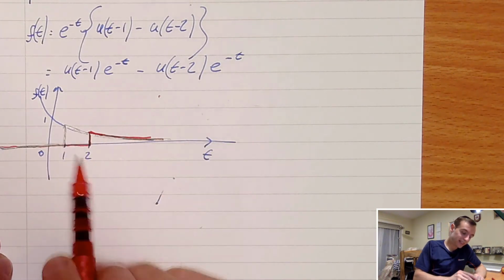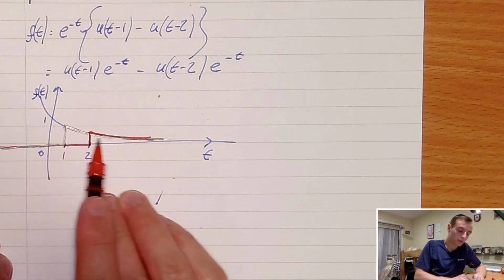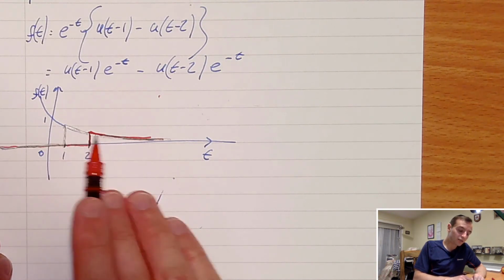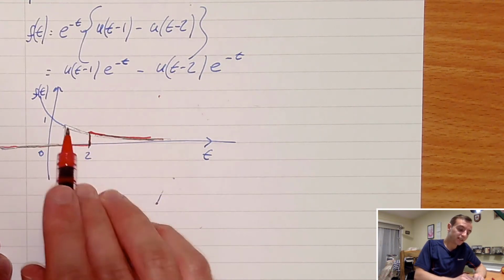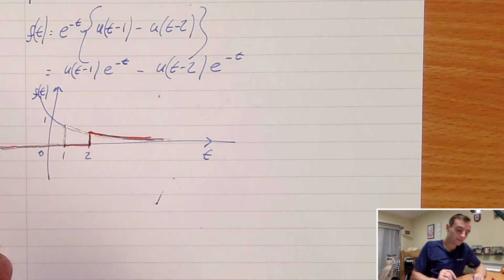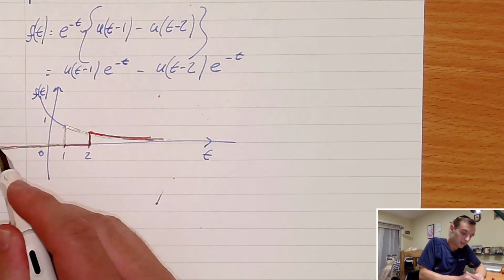We've got basically this big function here, starting at t equals 1, and we've got the red line function starting at t equals 2. Both at e to the minus t. They just start at different points. So if we subtract the red line from the pencil line, we're just going to be left with this part in the middle here, between 1 and 2.